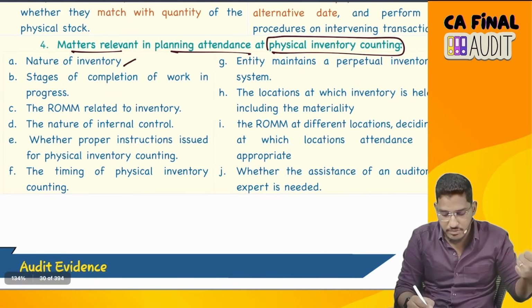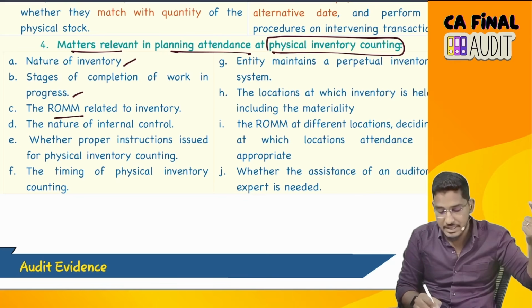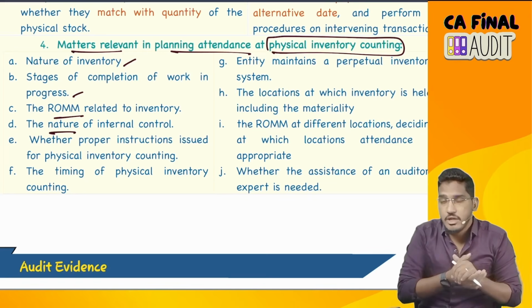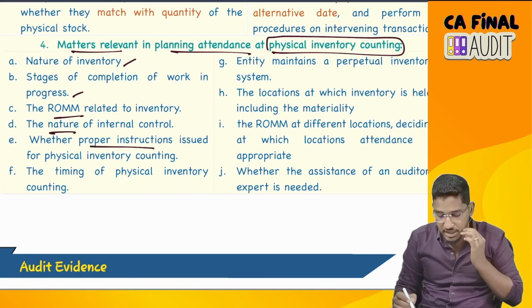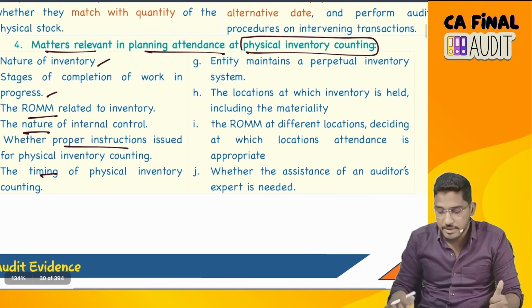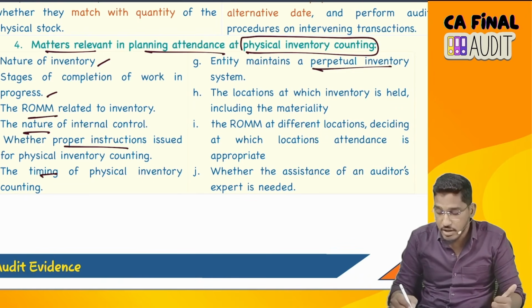Which matters do you have to pay attention to? You have to pay attention to the nature of inventory and the stages of completion of work in progress. You have to identify the risk of material misstatement related to inventory. What is the nature of internal control? What kind of controls are operating over inventory? Whether proper instructions are given for inventory counting. What is the timing? Is it getting done on the balance sheet date or other than the balance sheet date? What kind of inventory maintenance system is the company following, perpetual or periodical? The location where the inventory is held, and what is the risk of material misstatement for that?